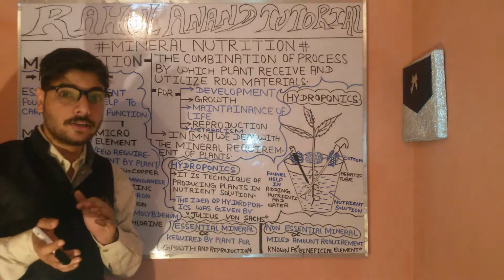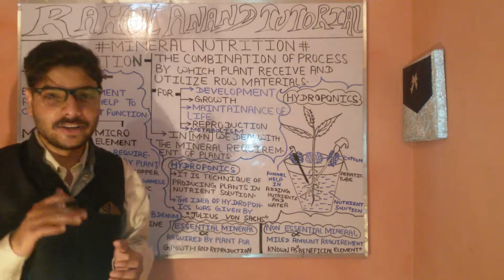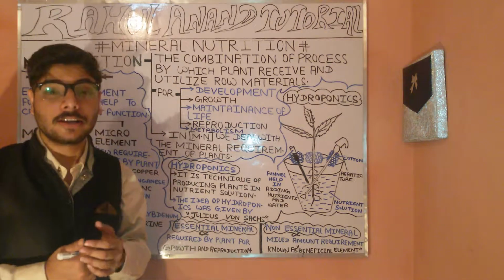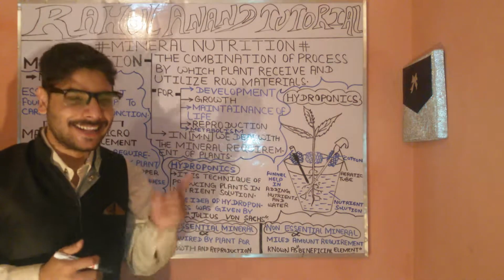Now, what will the primary nutrients be? Your primary nutrients will be nitrogen. Then what? Then phosphorus. Then what? Then potassium.